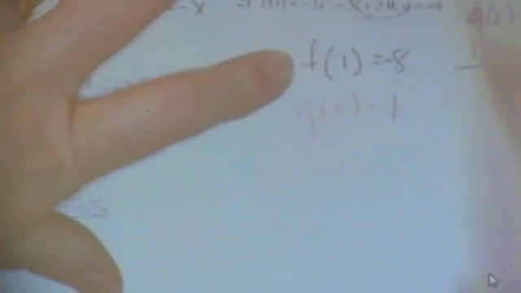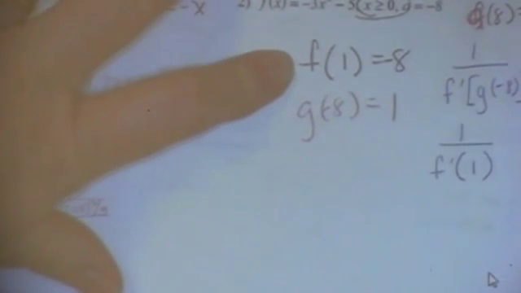Sorry, negative, so negative 8. Okay, now this is my formula. I need the derivative of f at 1. Is everybody good on where that came from? Okay, now I have to find the derivative of f of x. Thank goodness it's just a polynomial, so finding the derivative should be easy. It's negative 6x, so it'd be 1 over negative 6.